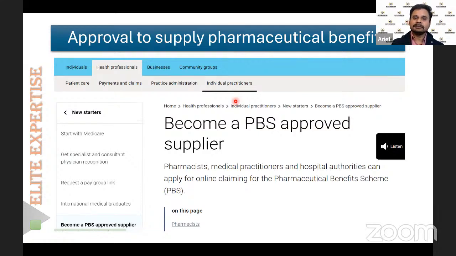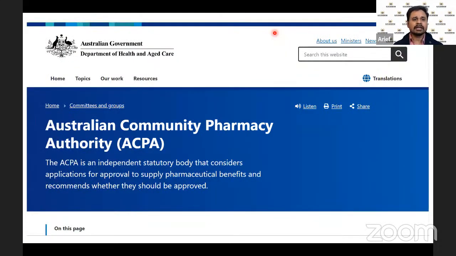So for private pharmacies, even if we dispense any medication to the patients, we won't get any reimbursement, or we won't get the difference amount back from the government. So getting this approval is the most important step. After getting this PBS approval, the next one is to apply with the Australian Community Pharmacy Authority, ACPA. ACPA is the body in Australia for all the community pharmacies. If you are starting a new pharmacy, then we must apply with the Australian Community Pharmacy Authority.